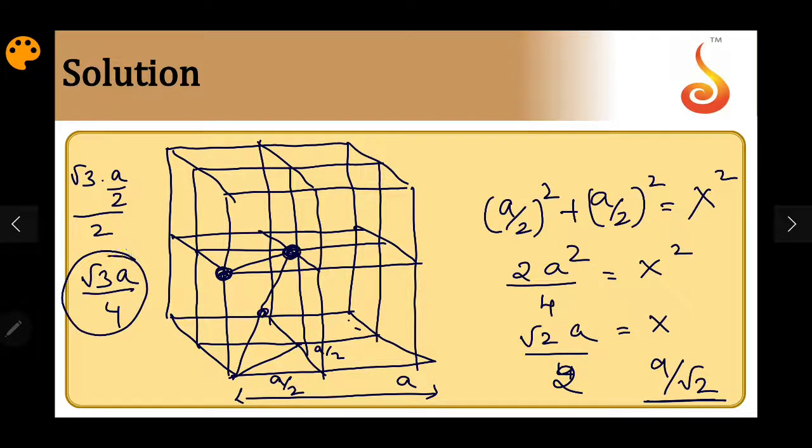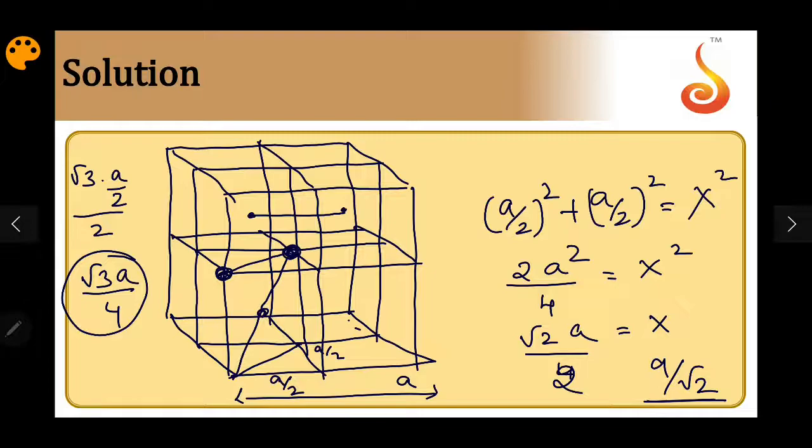That is the distance between octahedral and tetrahedral, and two nearest tetrahedral voids. So this is one tetrahedral void, this is another tetrahedral void. The distance is exactly a, because here it is a by 2, here it is a by 2. So total distance is a.